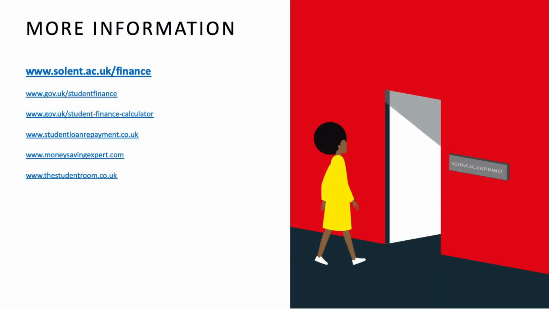You may find the following websites helpful for information: the government website for student finance. There's also a calculator that parents may find helpful in determining their household income and assessment of the student loan. Full information about the student loan repayments can be found on the student loan website. You may also find the Money Saving Expert website really helpful, and also The Student Room, which has live chat.